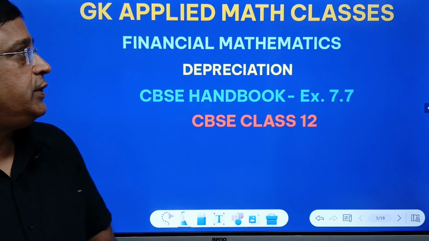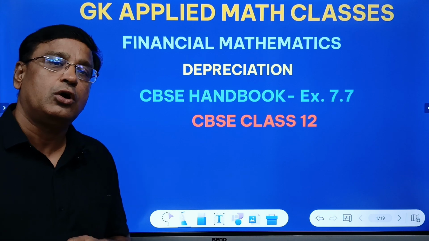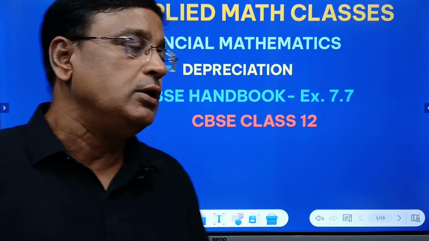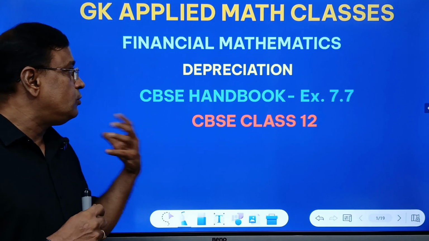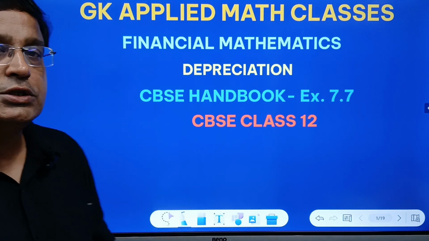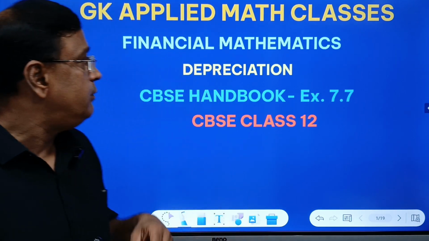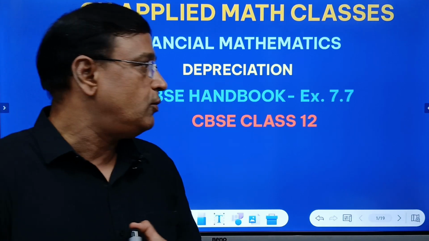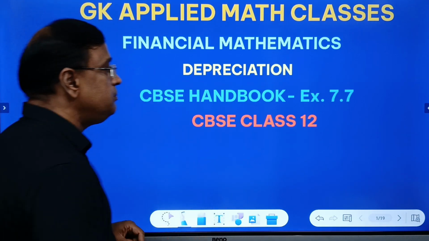In continuation of financial mathematics, today we are going to talk about a subtopic called depreciation. We are going to introduce the concept of depreciation and also try to solve questions from CBSE Handbook exercise 7.7. Shall we get into the problems?